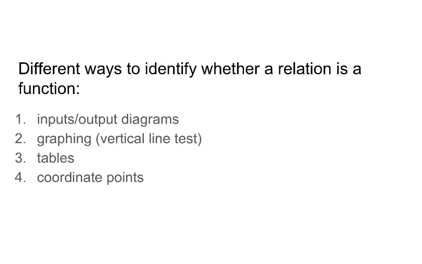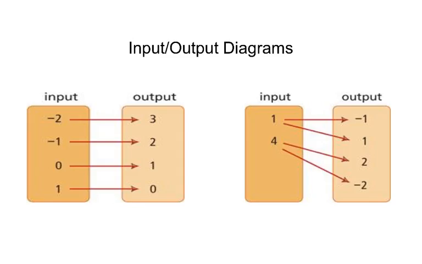All right, so the first thing we're going to do in this video is find out how to look at data and decide, is it a function or isn't it a function? And remember, you're looking for one input that goes exactly with one output. We're going to look at input-output diagrams, graphing, and we'll use the vertical line test, tables, and coordinate points or coordinate pairs. I want you to remember that every time you look at a set of data, you're going to envision it as an ordered pair, or an X value and a Y value. So let's start with input-output diagrams.